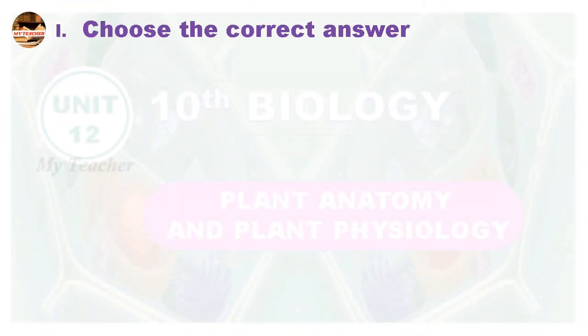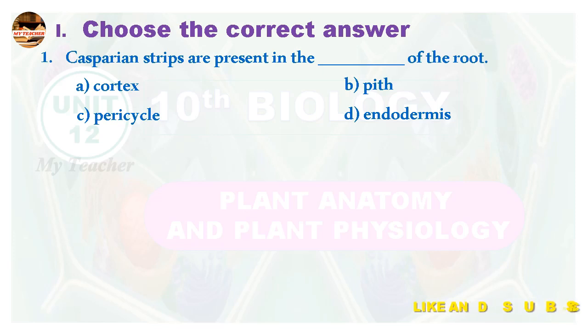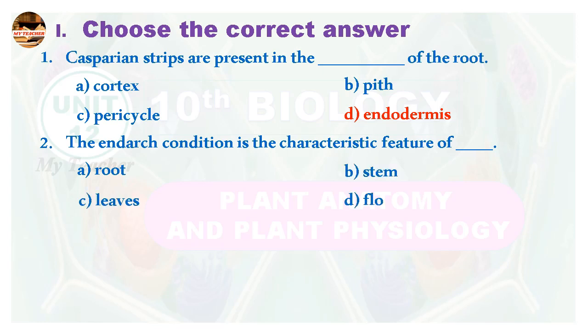Choose the correct answer. First question, Casparian strips are present in the dash of root. Options A. Cortex, B. Pith, C. Pericycle, D. Endodermis. Answer is D. Endodermis. Second question, the endarch condition is the characteristic feature of dash. Options A. Root, B. Stem, C. Leaves, D. Flower. Answer B. Stem.